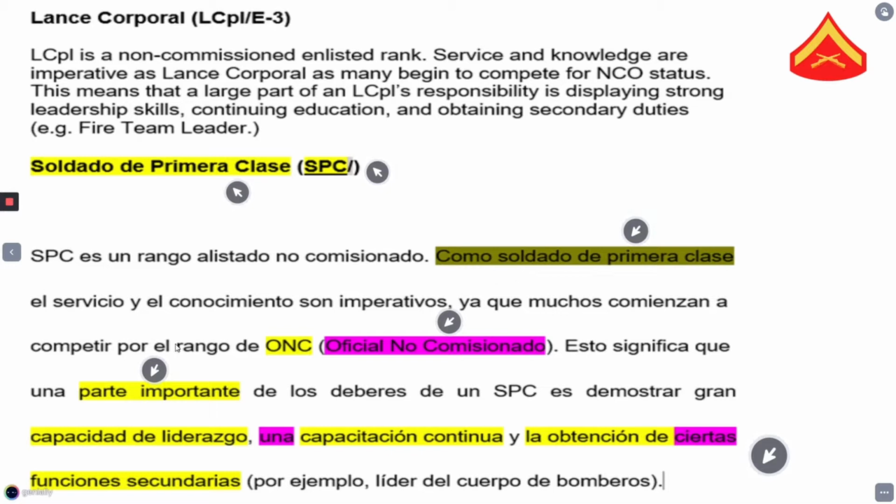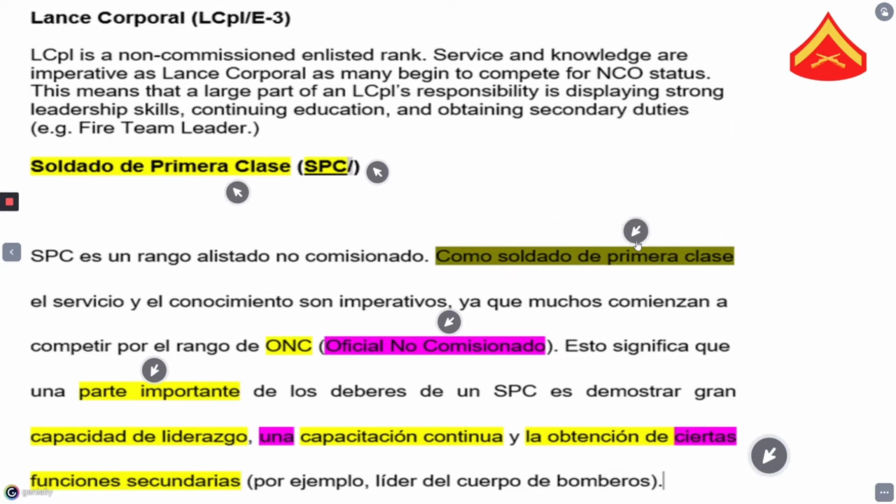Como soldado de primera clase, el servicio y el conocimiento son imperativos, ya que muchos comienzan a competir por el rango de ONC, oficial no comisionado. The original one is, service and knowledge are imperative as Lance Corporal, as many begin to compete for NCO status. I want to focus on this part that I changed.